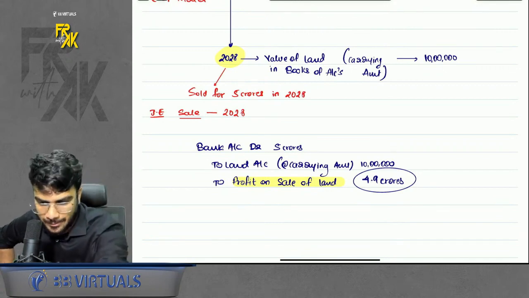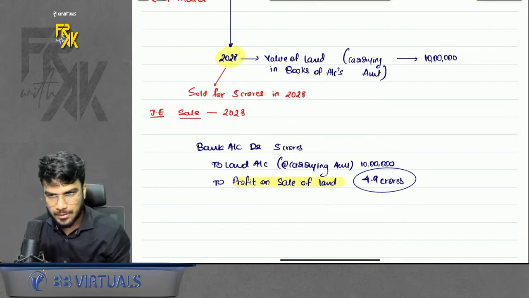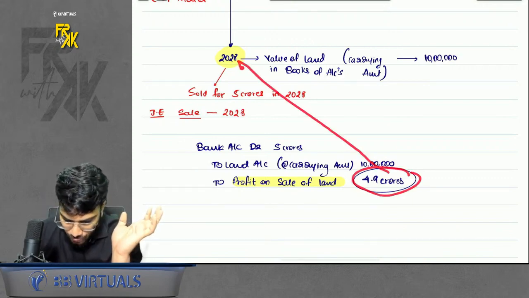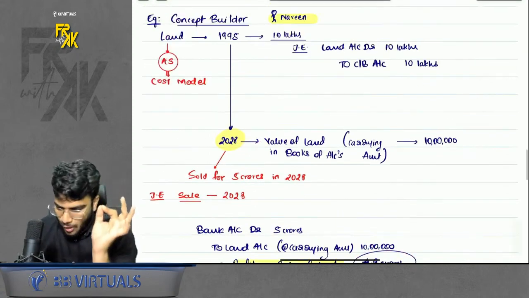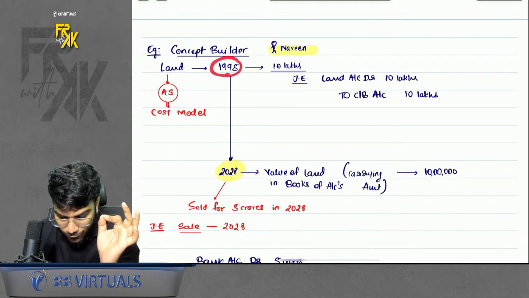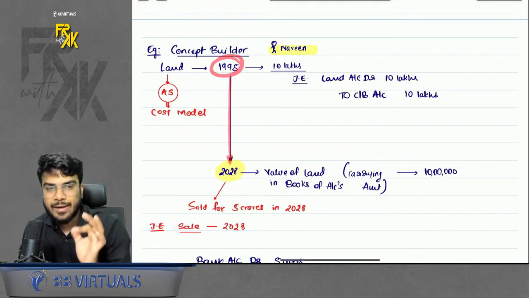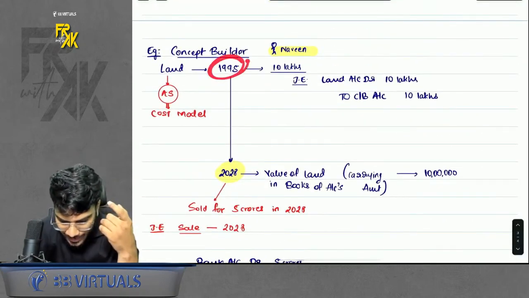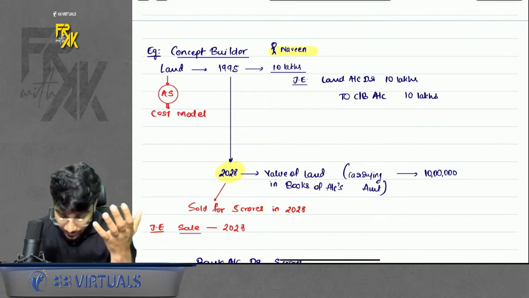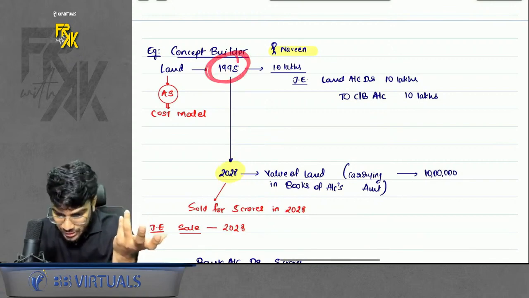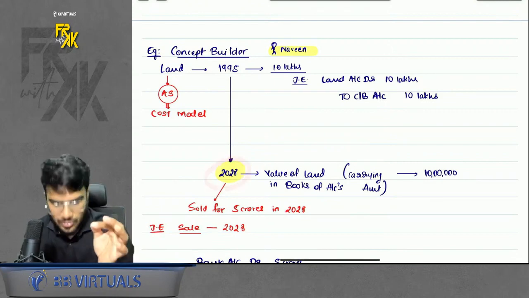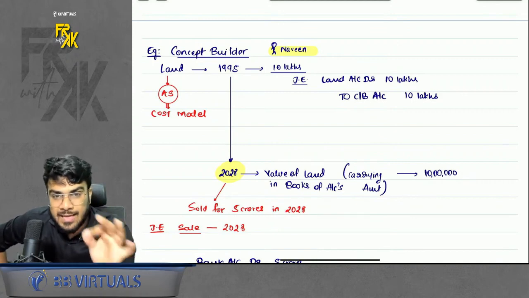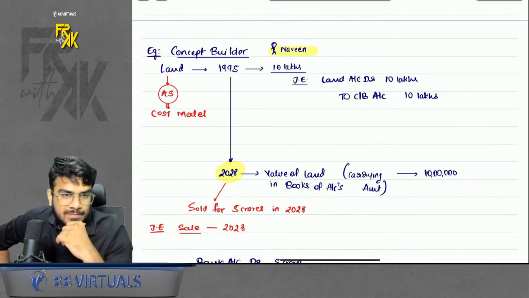So just answer me one thing. I will give you two options. Choose any one, okay? Do you feel this profit is only of the year 2028, or this profit is ideally from 1995 to 2028? That means ideally this profit has arisen over a period of 33 years. Do you feel this profit has arisen over a period of 33 years, or it only belongs to the year 2028? What do you feel? Perfect answer, everyone. This profit has arisen over a period of 33 years.